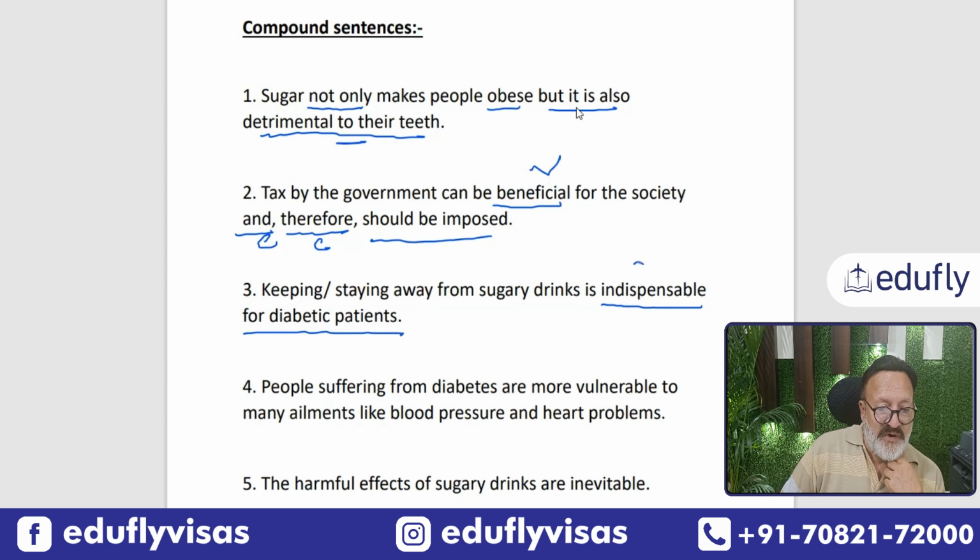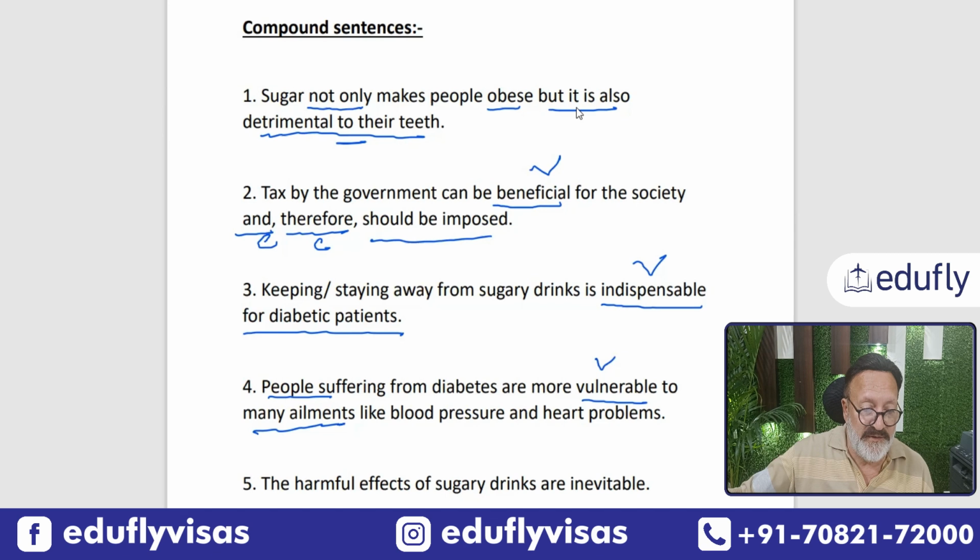Now people suffering from diabetes are more vulnerable to many ailments. So here, this is a simple sentence. It is very big, but it is simple. Now you should understand because I have not used any conjunction here, but we have used the word vocabulary vulnerable. So people suffering from diabetes, they are more at risk. They are more vulnerable to many ailments. Ailments are diseases like blood pressure and heart problems.